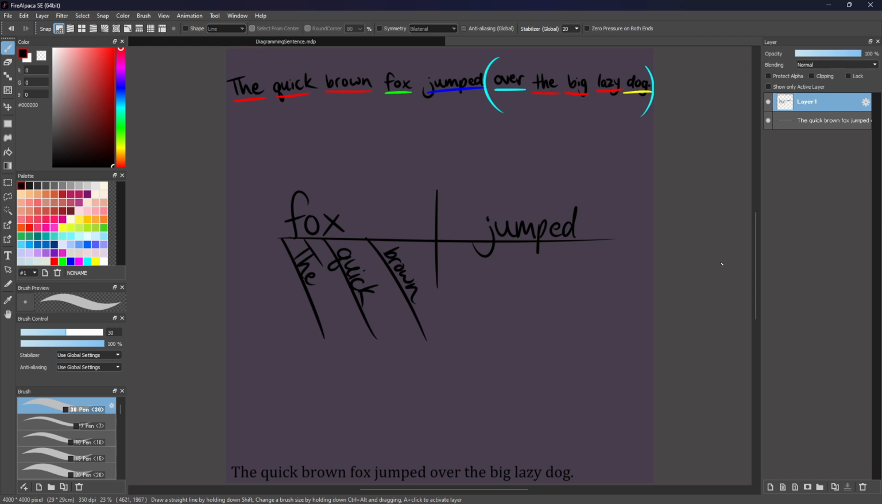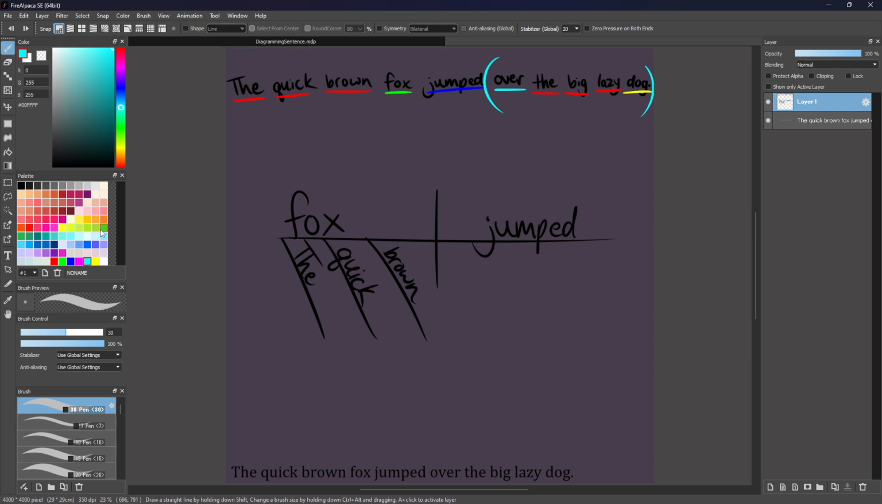Awesome. We've already diagrammed the subject side of our sentence, which is this left side. Now let's move on to the predicate. We already have the word jumped written because it's our verb. This is our verb. But what do we do with the rest of the words? You might be tempted to write over the big lazy dog the same way we wrote the quick brown earlier, all the words being on their own separate lines. However, that's not the case here. We have to diagram the set of words as a prepositional phrase.